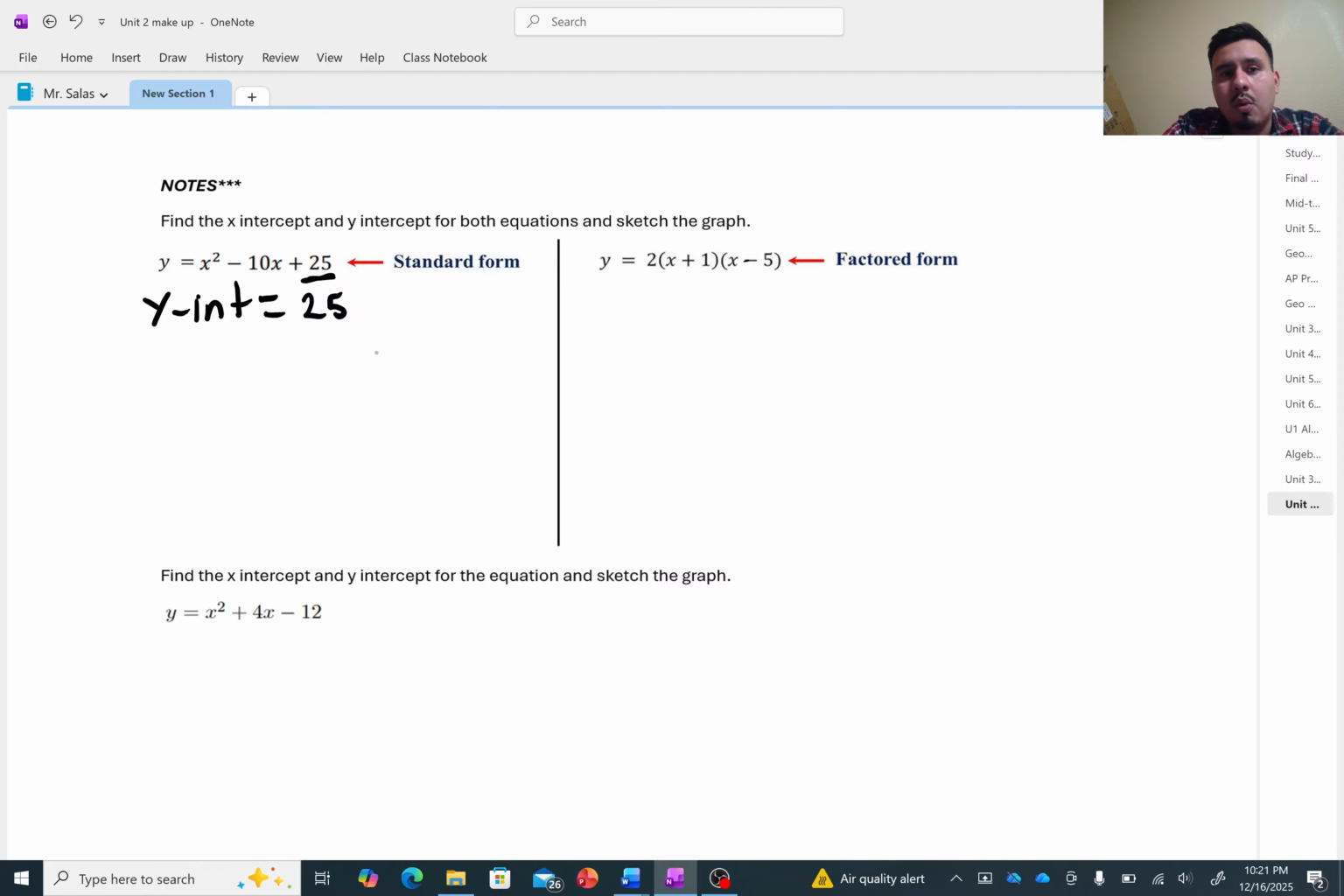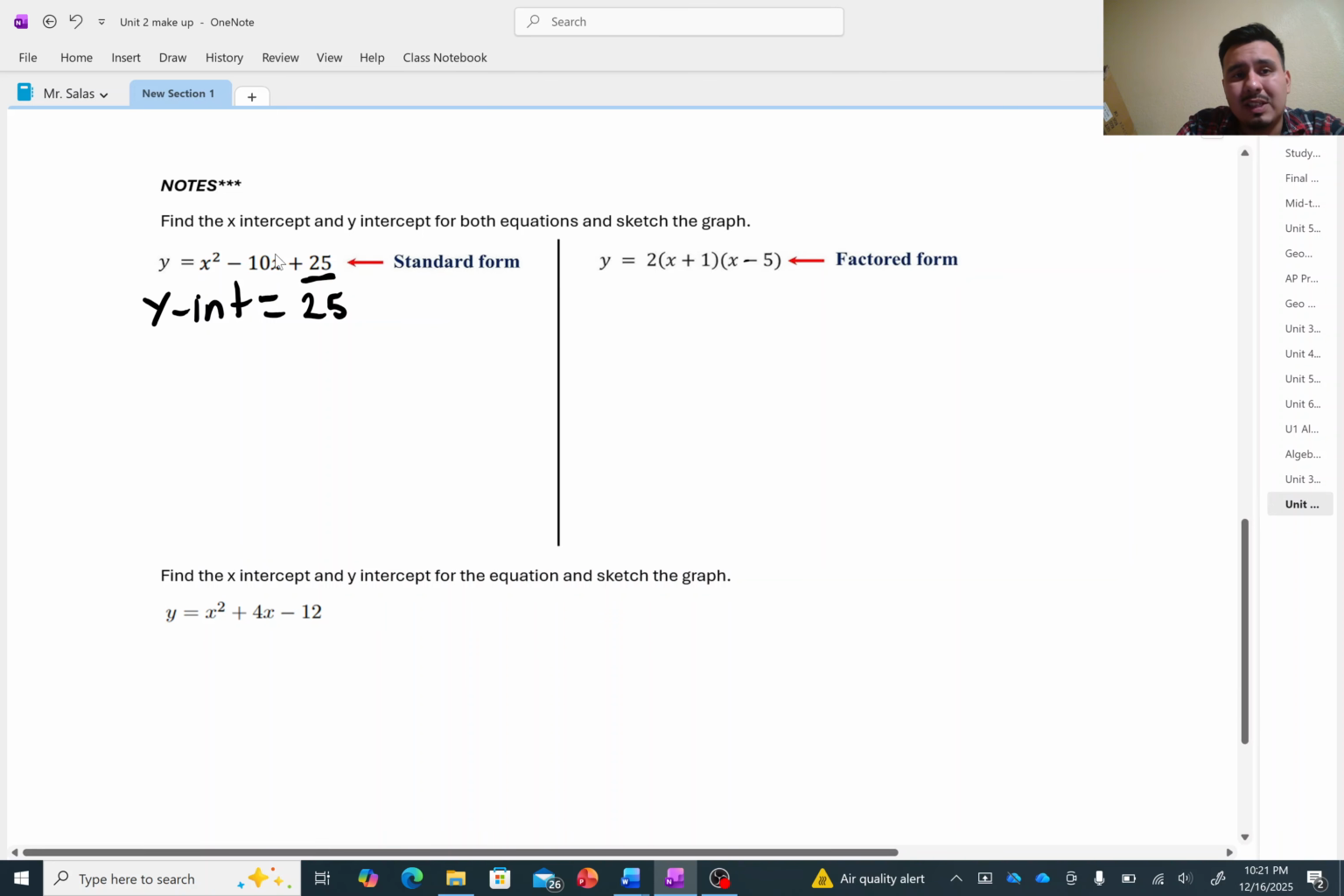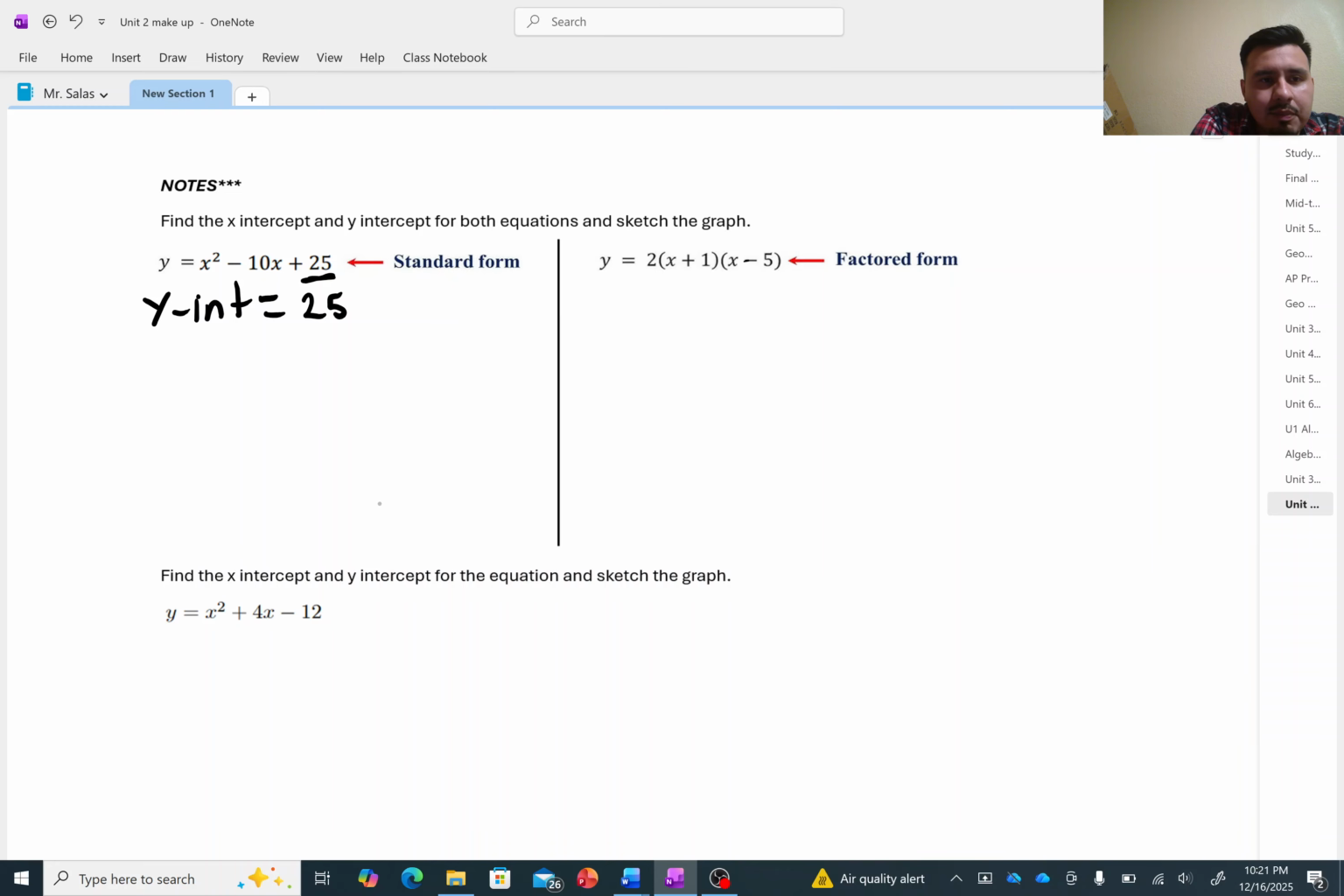Now I want to know what my x-intercepts are. If I want to find my x-intercepts, I have to factor this polynomial that's in standard form. In this case, I'll use my x method. The x method looks like this. What two numbers when I multiply give me 25, but when I add, gives me -10?